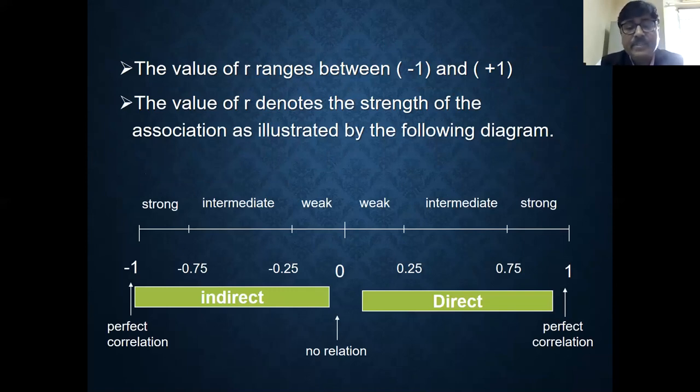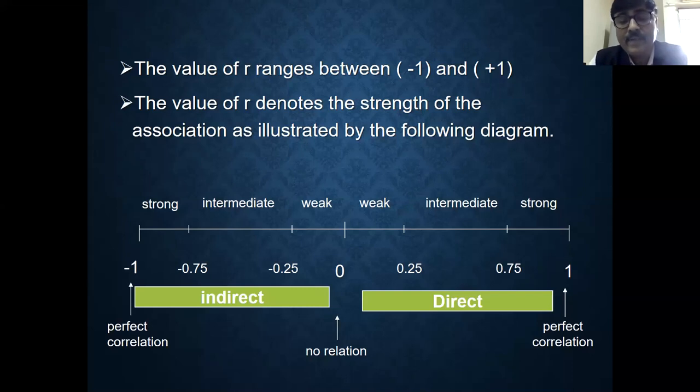Now here a diagram is shown of how to measure this: -1, +1, 0. If the value is nearest to 0, there is a weak relationship. A value near -0.5 is intermediate, and nearest to -1 is strong. Between -0.25 and 0 is a weak association, and between -0.75 and -0.25 an intermediate association. If the value is positive, it is a direct association, and if negative, an indirect association. If zero, there is no relationship between the two variables.